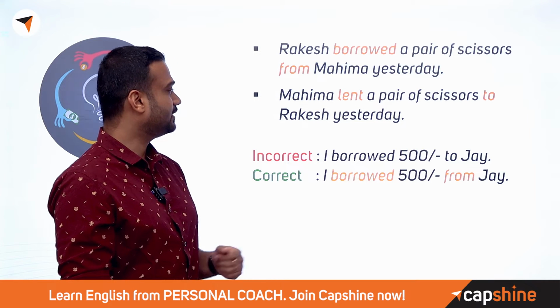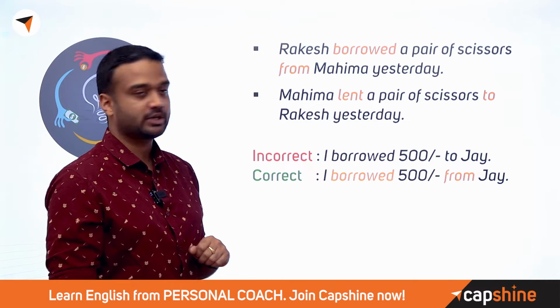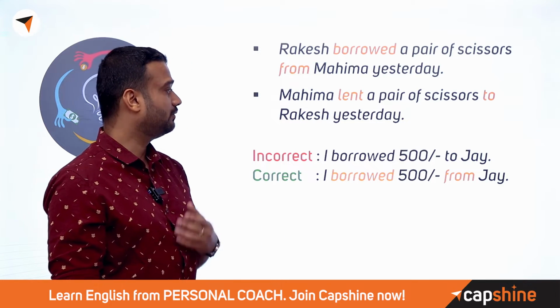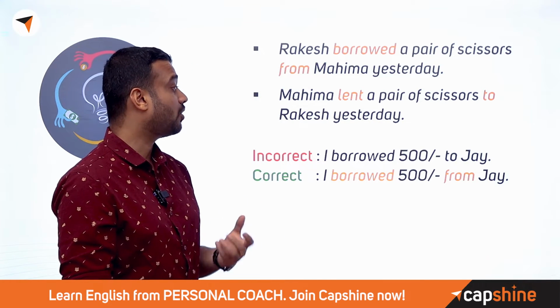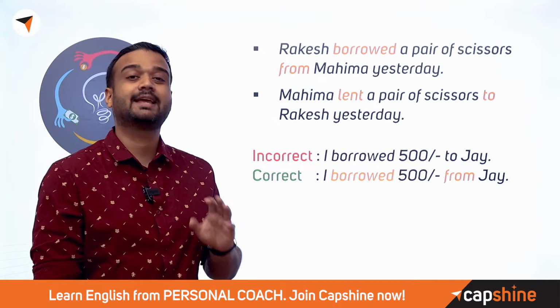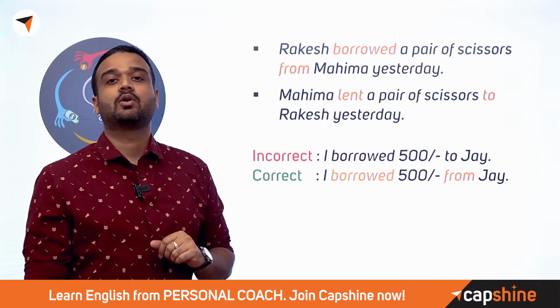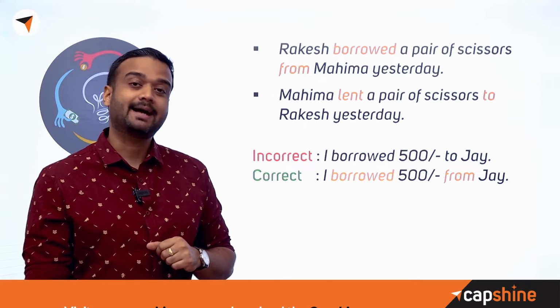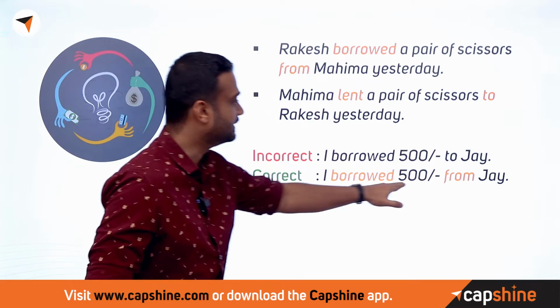So it would be incorrect to say, I borrowed 500 to Jay. That is incorrect. Instead, you could say, Jay borrowed 500 from me, or I borrowed 500 from Jay. Those are correct alternatives. Again, who got what or from whom changes, but the usage in this is correct.